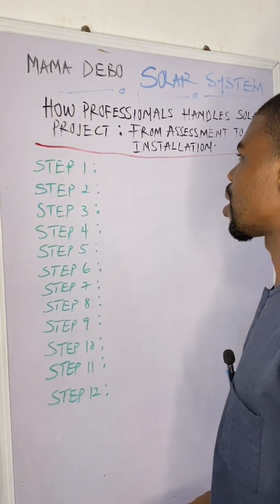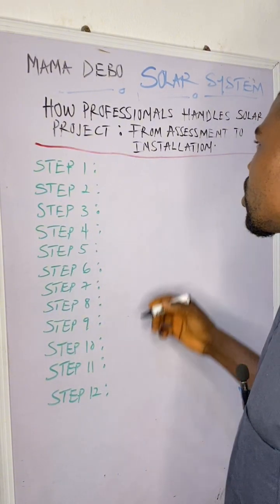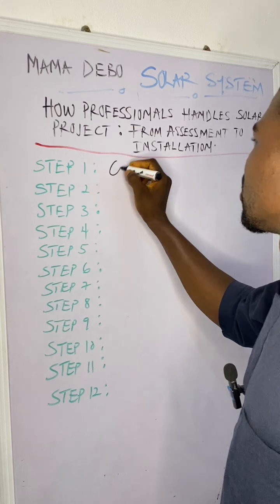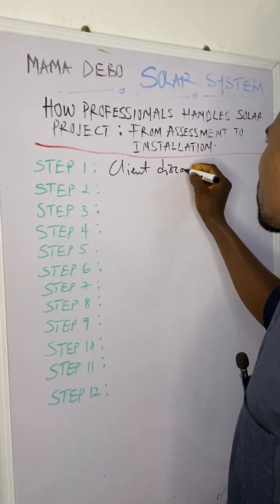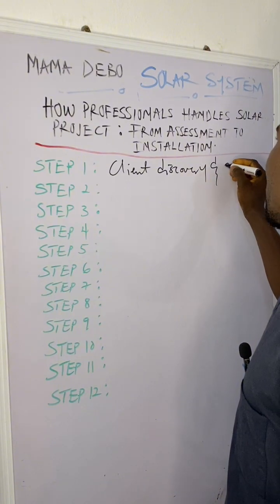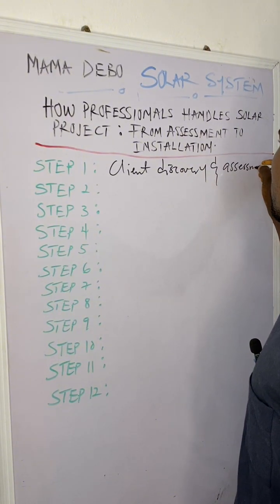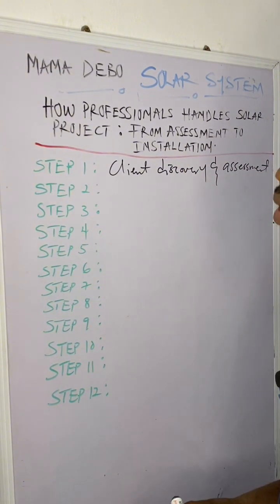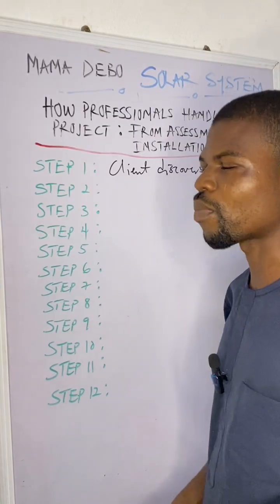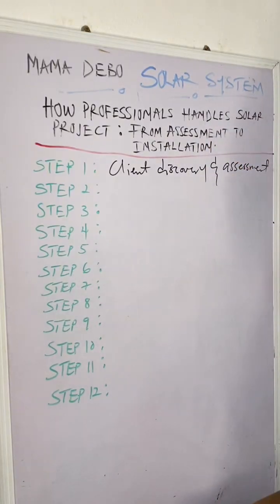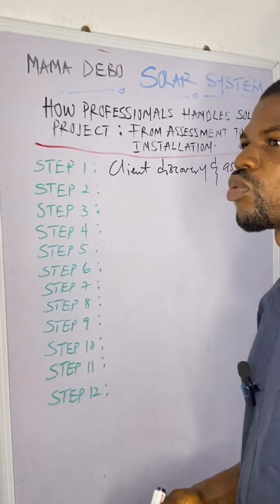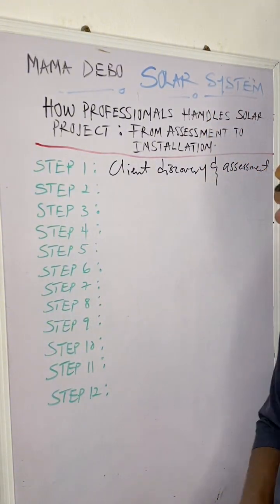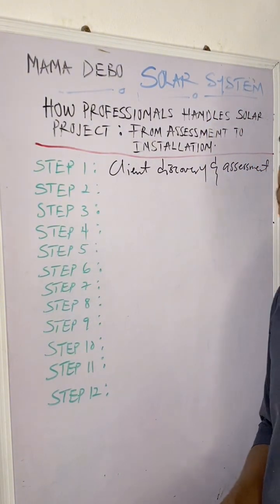Now, the number one step you have to follow is client discovery and assessment. That's the first step. The first step in a solar installation or solar project is client discovery and assessment. When you discover the client, what you need to do next is to carry out an assessment. But many people don't do this.